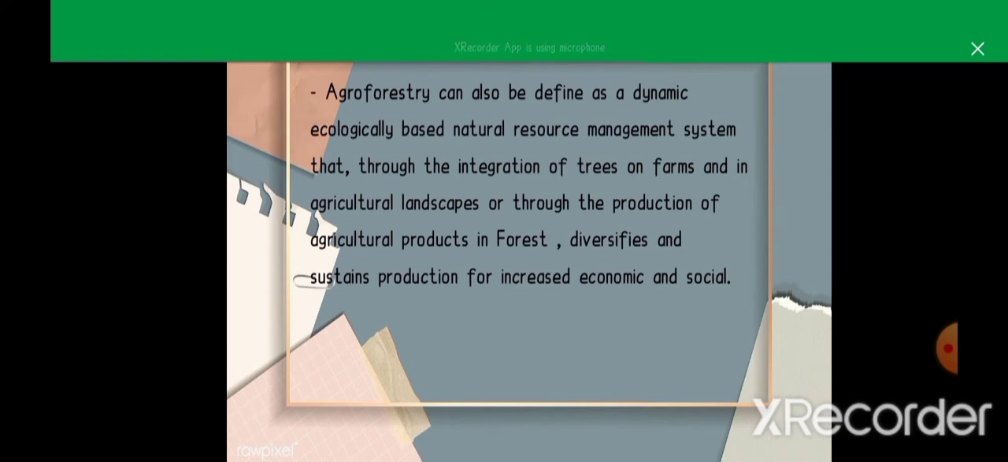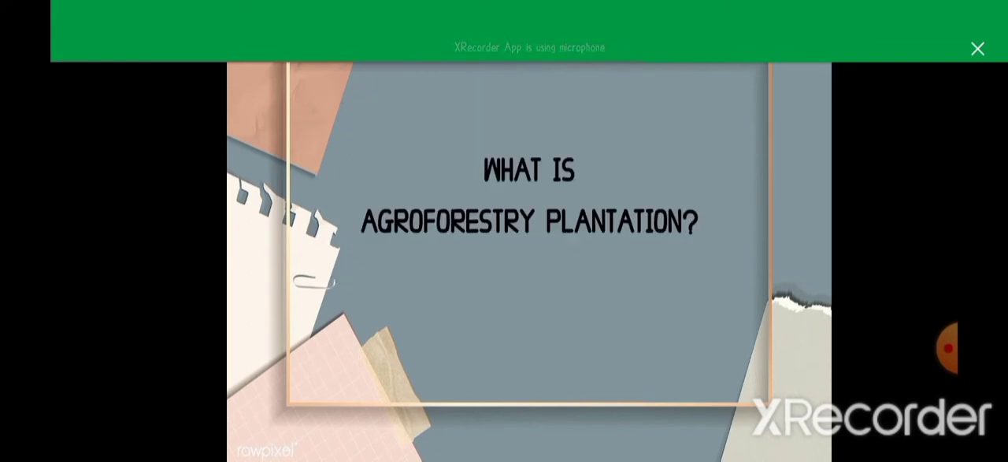Agroforestry increases the economic because it helps to raise the economic level through its increased production. And agroforestry also increases the social because of its production that is sold to other places. What is agroforestry plantation?